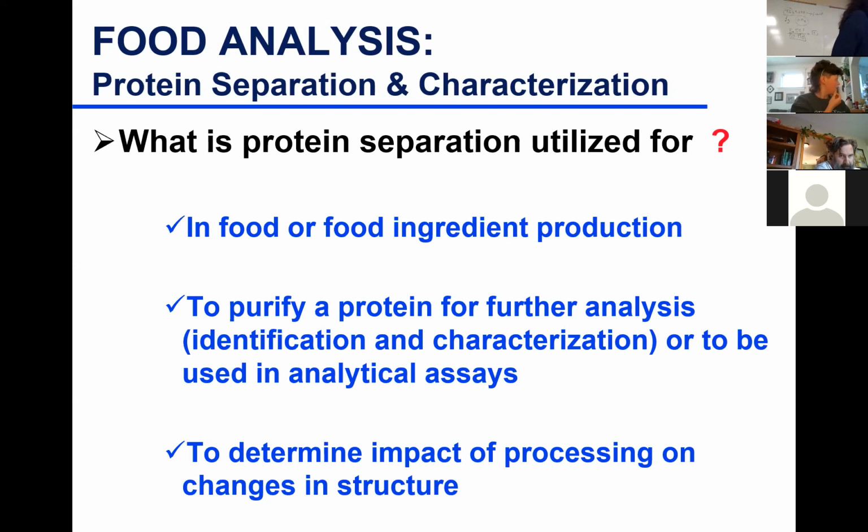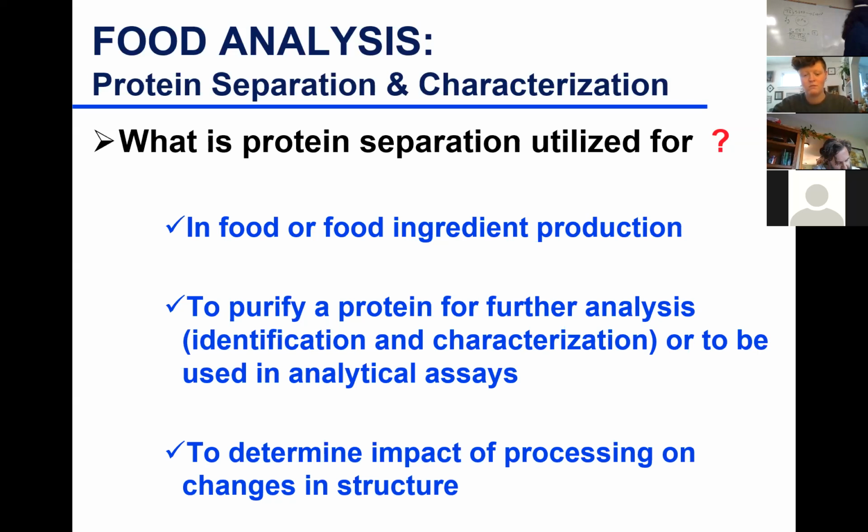To do further analysis, we isolate the protein and determine its composition, amino acid composition, its tertiary structure, so we can characterize it better, understand its functionality, its biochemistry, its nutritional quality. To be used in an analytical assay, such as an enzyme or an antibody, for instance, which can be isolated and used, such as COVID antibody treatment.